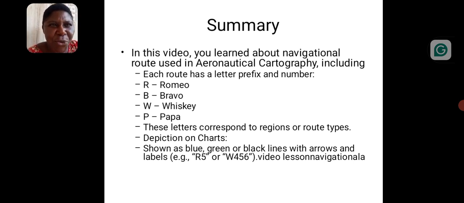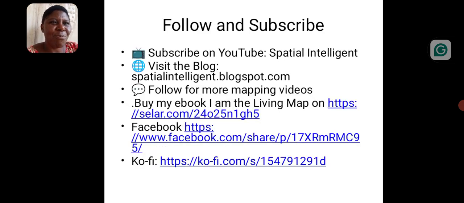Okay, the Romeo, the Bravo, the Whiskey, the Papa, the Golf. So these are the different types of routes which pilots use for their navigation in the air. And when they are navigating from the north headed west, they fly on odd, while from the east headed west, they fly on even. So that is that about it.